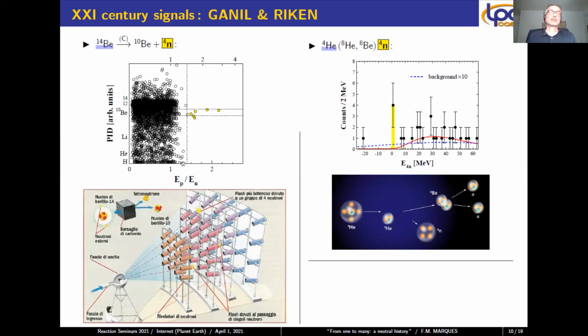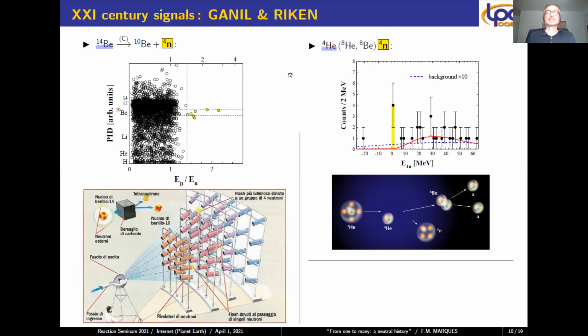In this plot, you see this parameter: the energy of the recoiling proton compared to the energy of the incoming neutron. And here you have the particle that was produced in this reaction. You see 6 events that go from 1.5 to 2.2, so almost twice the recoil limit. And they all arrive in the beryllium-10 channel. So these were the 6 candidate events that were published in 2002.